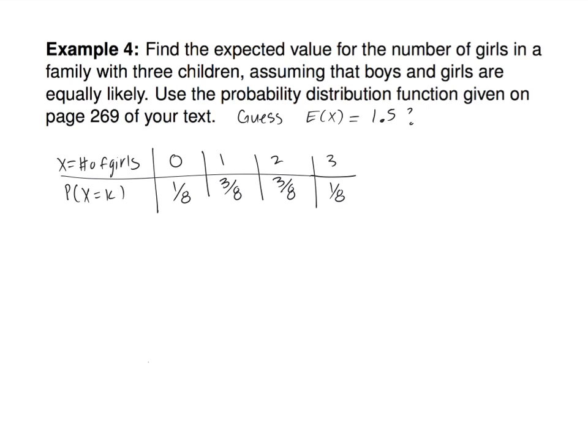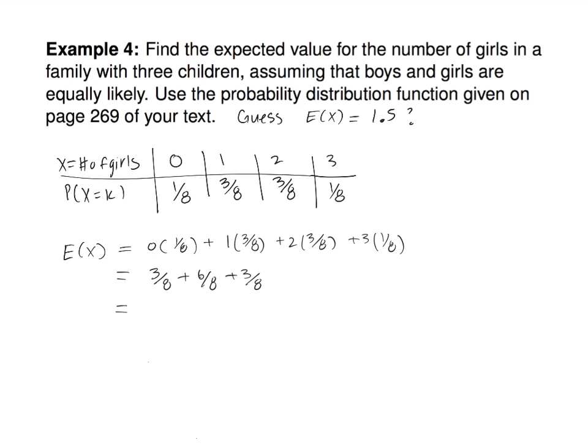Okay. All right, so let's find E of X. So that'd be 0 times 1/8, right? 1 times 3/8. Two times 3/8 and 3 times 1/8. So what's that? 3/8 plus 6/8 plus 3/8, which is 1.5, isn't it? Okay. And that's what you thought it should be, right? Okay.